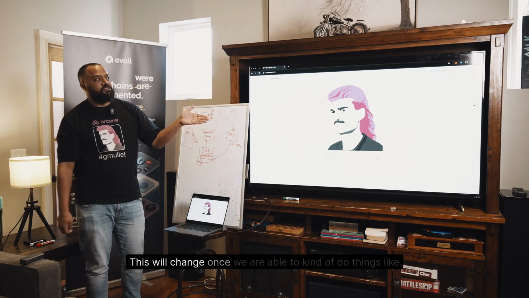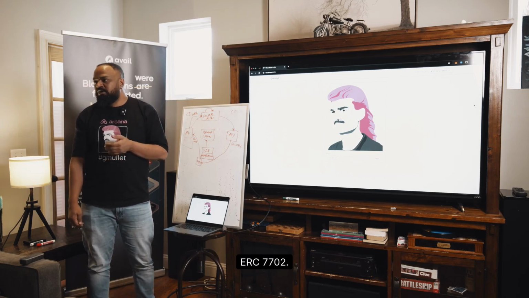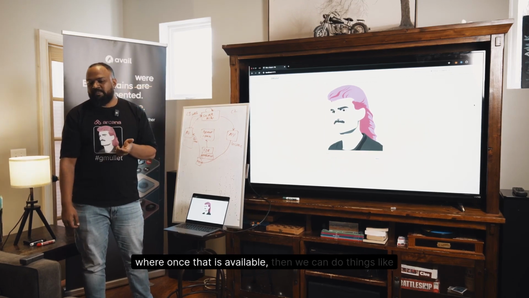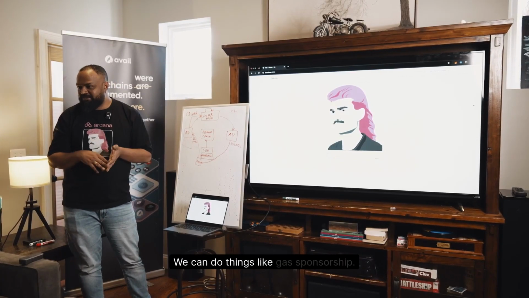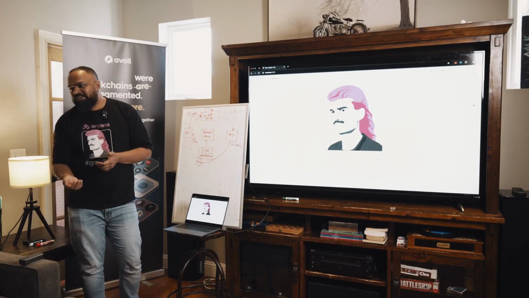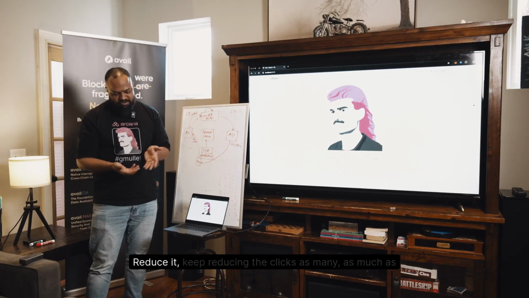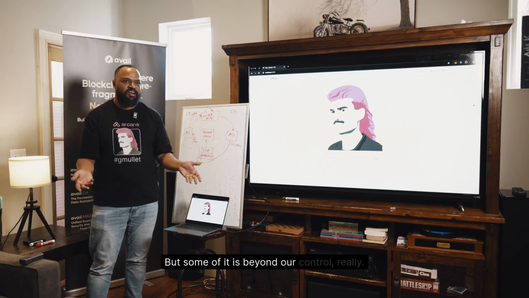This will change once we are able to do things like 7702. Once that is available, we can do things like batching and gas sponsorship. It reduces clicks even more. So that's our goal, to keep reducing the clicks as much as possible, but some of it is beyond our control really.